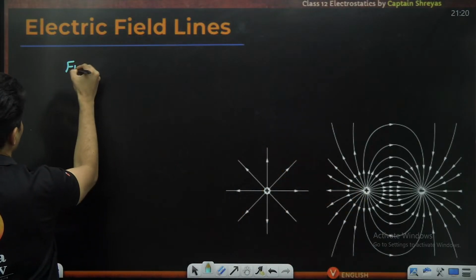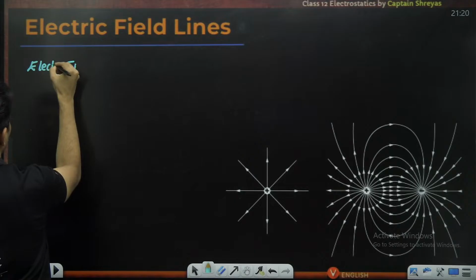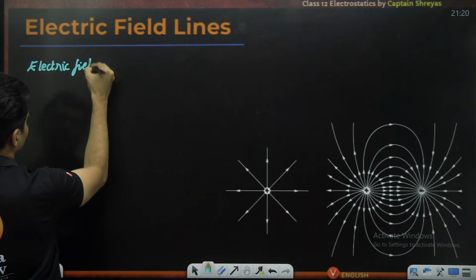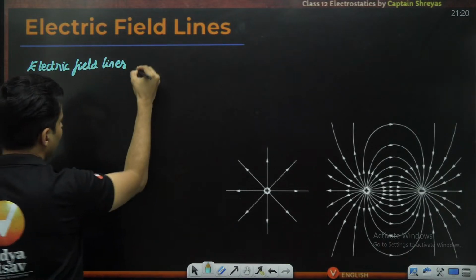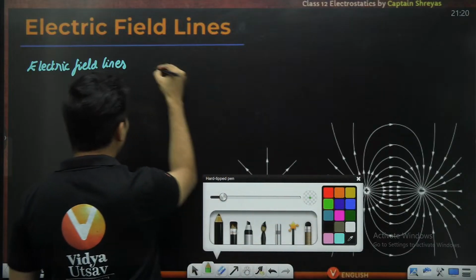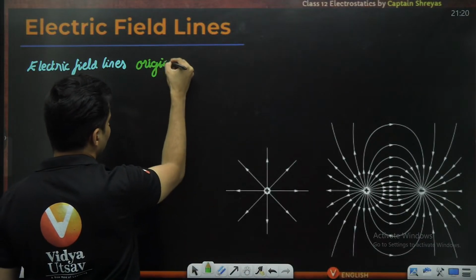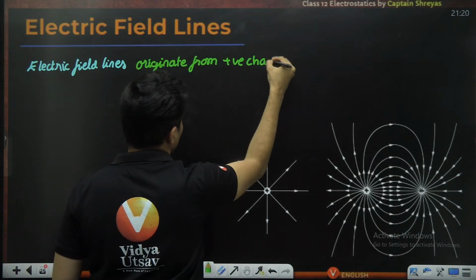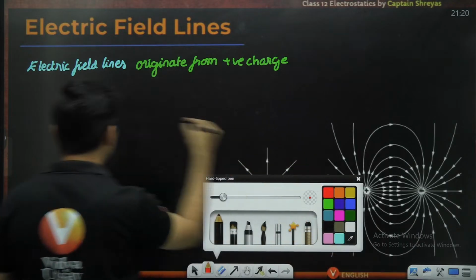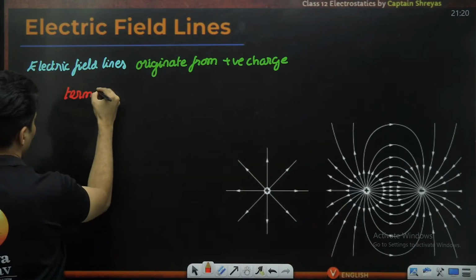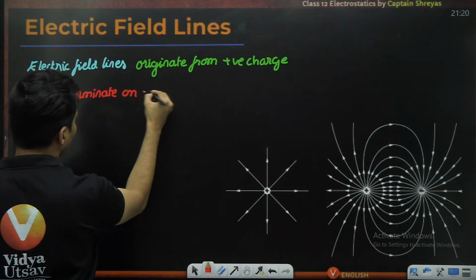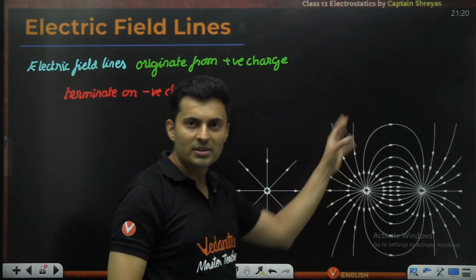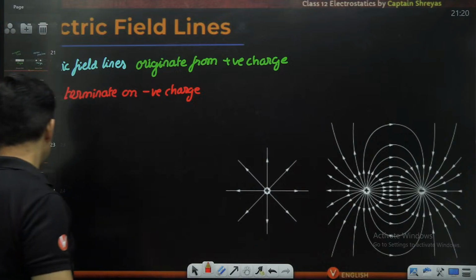So electric field lines will always originate from a positive charge, and you will see they will always terminate on a negative charge. They will always originate from a positive and terminate on a negative charge.